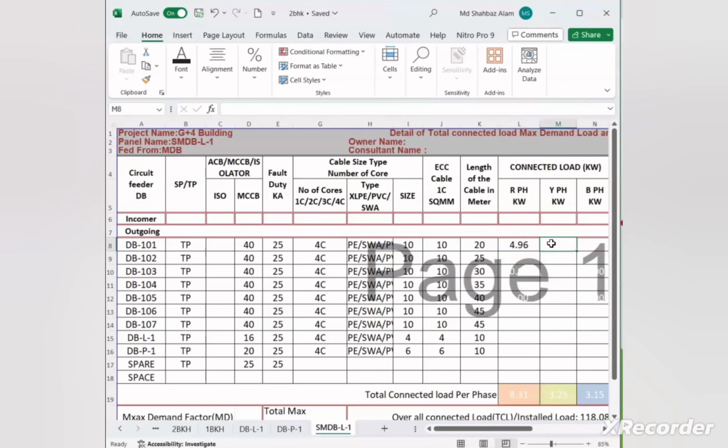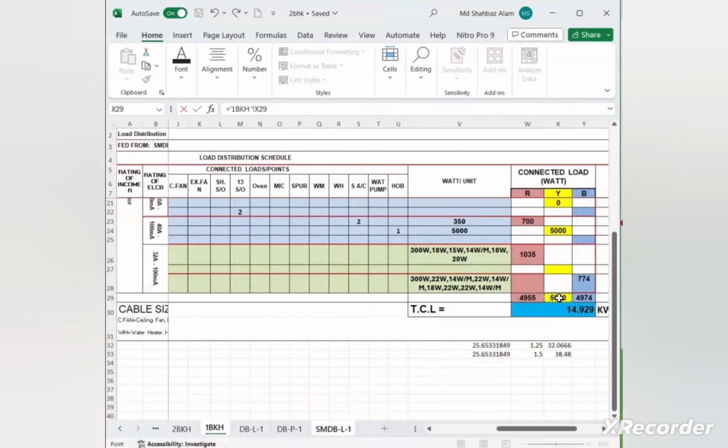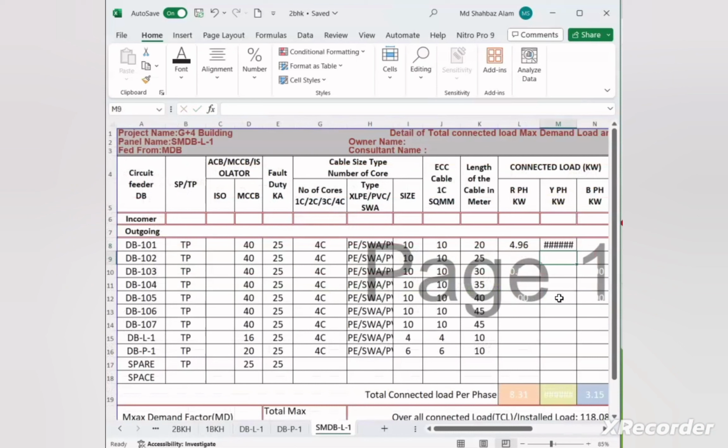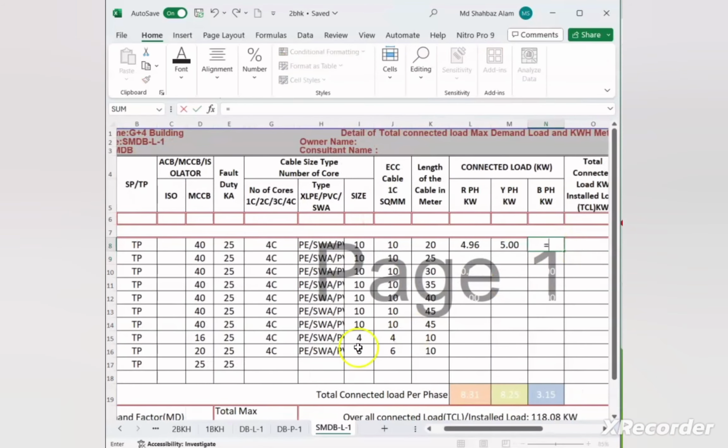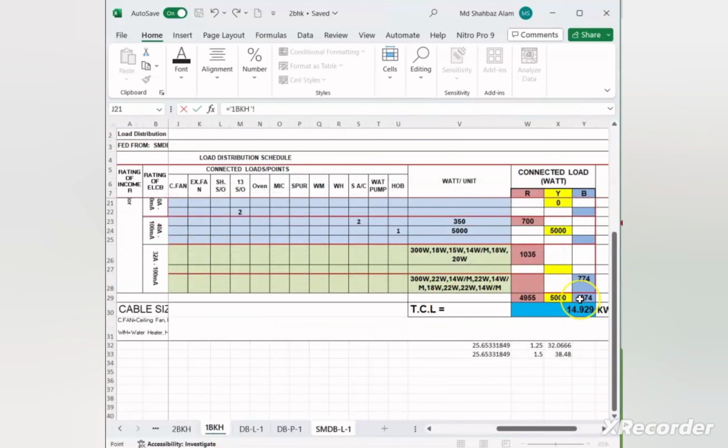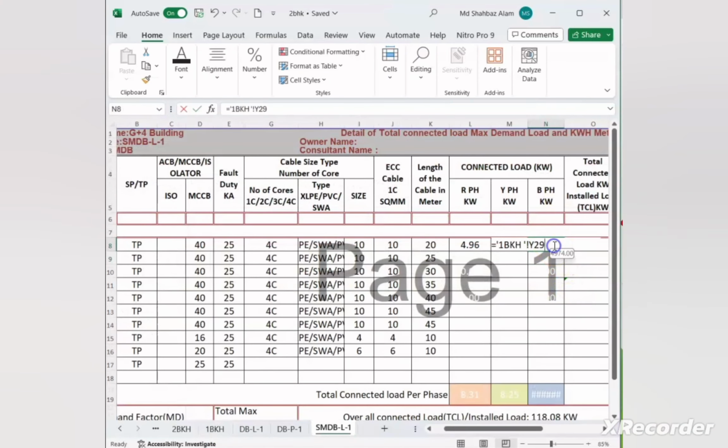In the same way for Y phase, I will press equal. I will go to the 1 BHK load schedule. I will select this load on Y phase. I will press enter. And again I will select it and divide it by 1000. I will get the value of Y phase. In the same way for B phase, I will press equal. I will go to the 1 BHK flat DB. I will select the load on B phase on that DB. I will press enter. Again, I will check the formula, divide it by 1000 and get the value in kilowatts for the B phase.